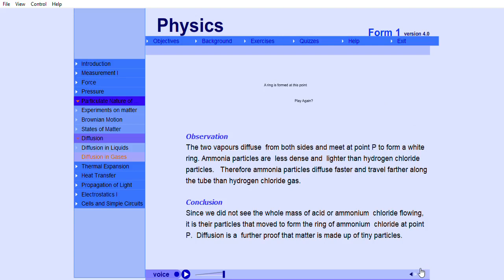Conclusion: since we did not see the whole acid or ammonium chloride flowing, it is their particles that move to form the ring of ammonium chloride at point P. Diffusion is a further proof that matter is made up of tiny particles.